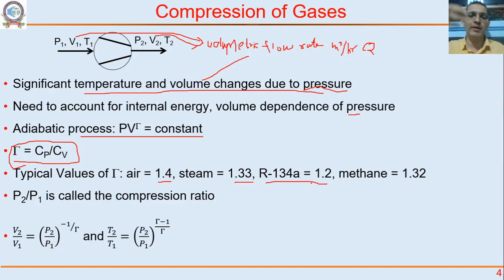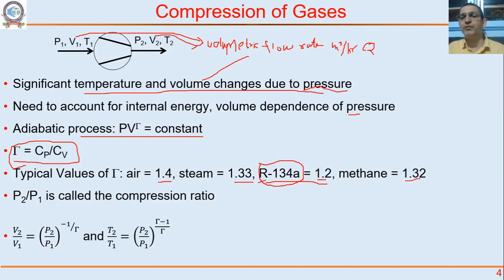Again, it is compressed to a higher temperature, higher pressure. It condenses by giving out heat to atmosphere. So compressors are very commonly used all the time for compression of refrigerants. This is one kind of refrigerant called R134A, and that has a gamma value of 1.2.